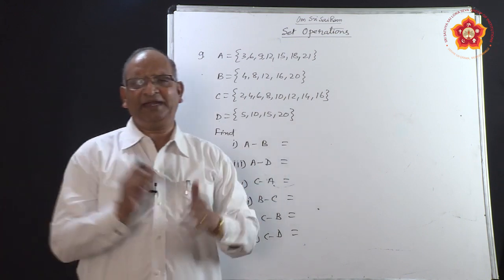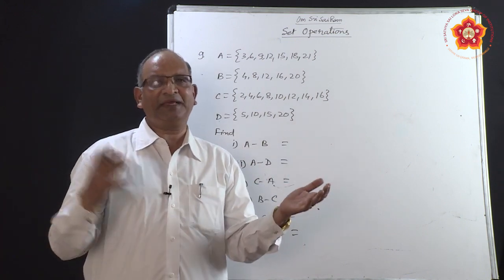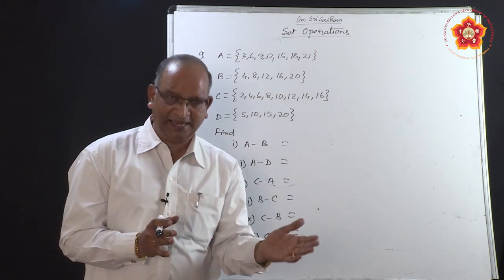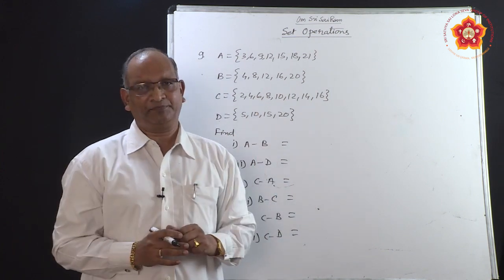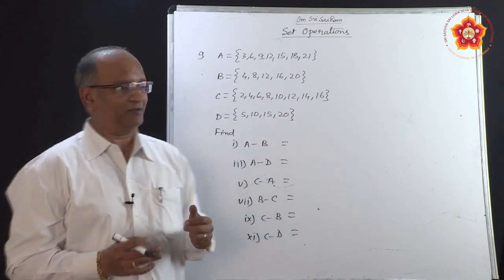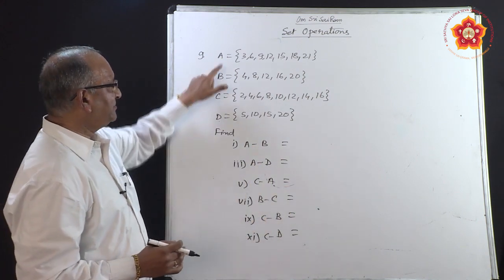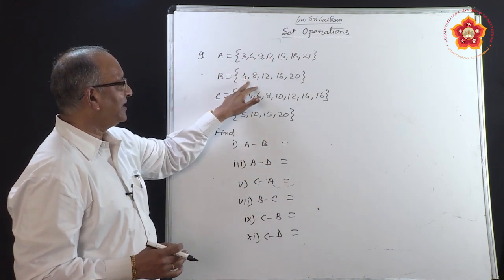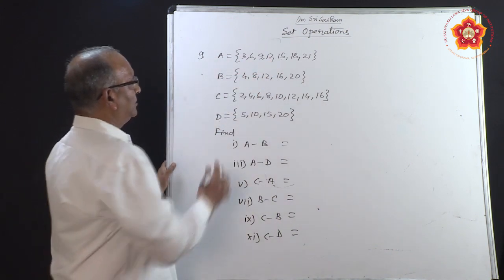How do I define A difference B? A is a set, B is another set. What is A difference B? It is the elements which are in A but not in B. That is A difference B. Very simple. It is more like subtraction. So first is A difference B. From A remove B. In A, whatever elements are there, whatever is there in B, remove them.